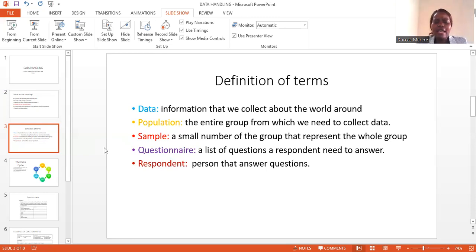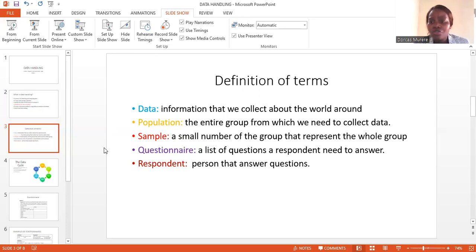Then population. A population is the entire group from which we need to collect data. We can take an example of the whole school. The whole school is a population, but it's difficult to collect data for the whole school. For example, here at St. Paul's, you can't collect data for maybe 400 learners, but you can choose what is called a sample. A sample is just a small number that will represent the whole school, or it might represent a class. So the population will be a class, then for the sample you just pick individuals from that class.